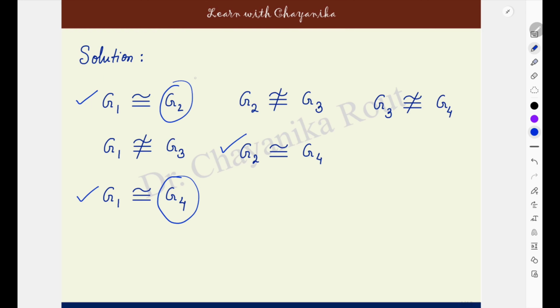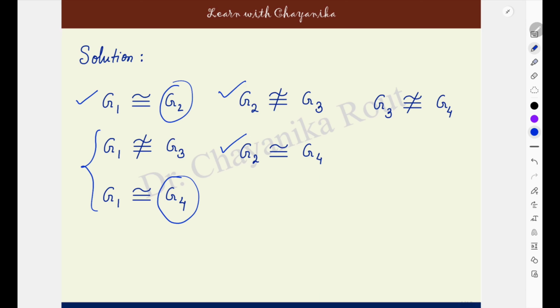Now G1 being isomorphic to G2 but G1 not being isomorphic to G3 indicates G2 and G3 definitely must not be isomorphic graphs, hence this conclusion. Lastly, for a similar reason, since G1 is isomorphic to G4 but G1 is not isomorphic to G3, from these two results you can conclude that G3 is not isomorphic to G4.